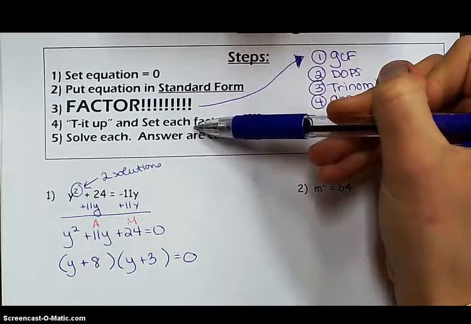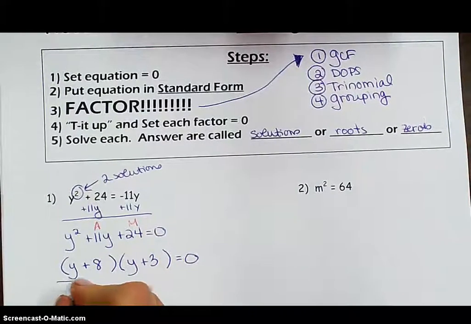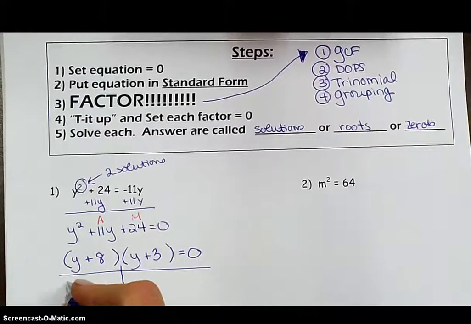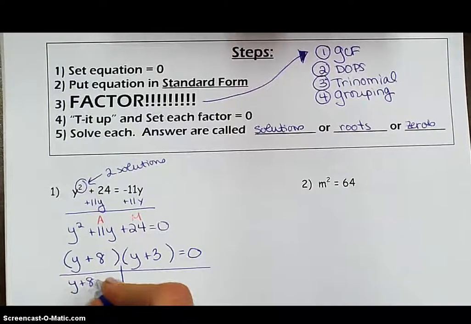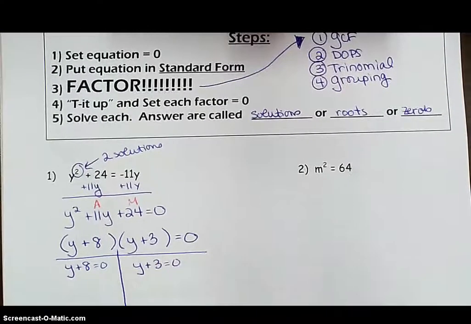Step 4, we're going to tee it up and we're going to set each factor equal to 0. So tee it up, all you're going to do is you're going to draw a big T. Okay, now we're going to set each of these equal to 0 because since they're multiplying, it doesn't matter if one of these is 0. 0 times anything is going to give you 0. So this becomes y plus 8 equals 0 and y plus 3 equals 0, sorry. And then we're going to solve each side.